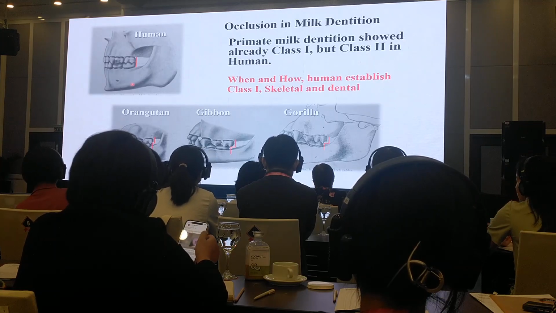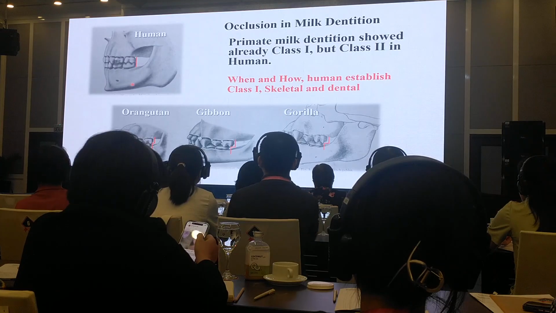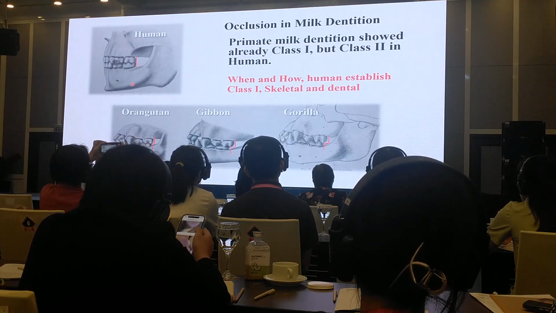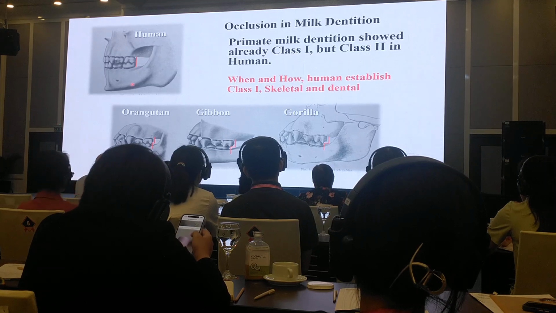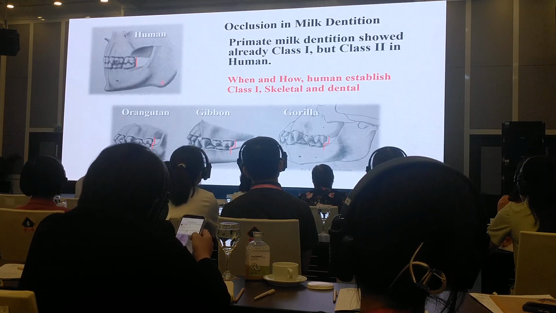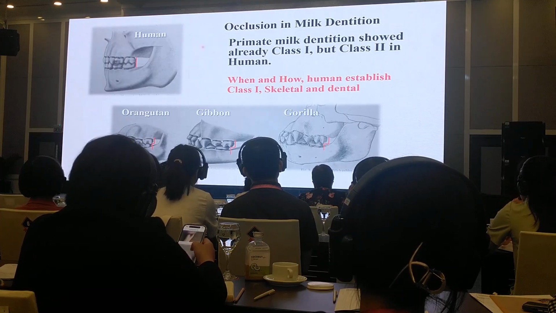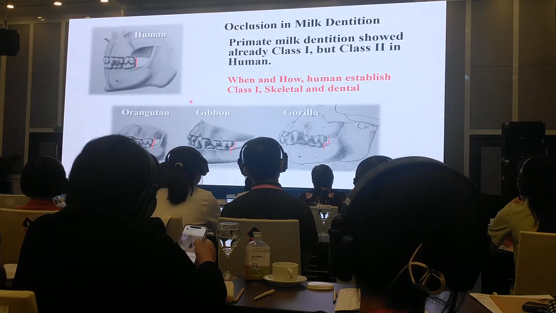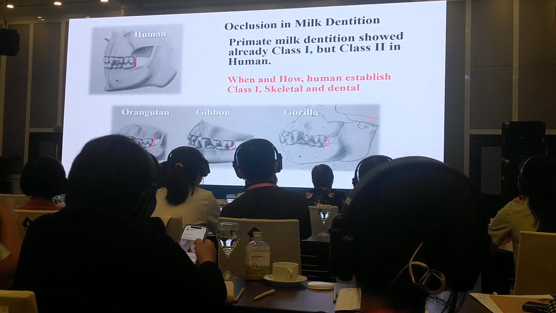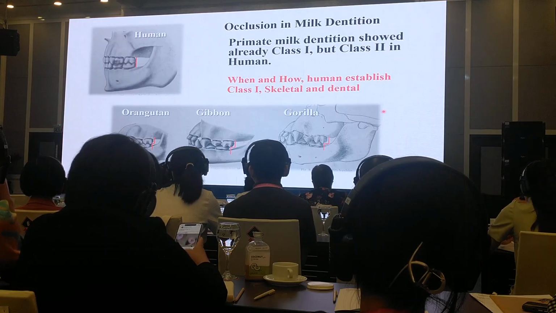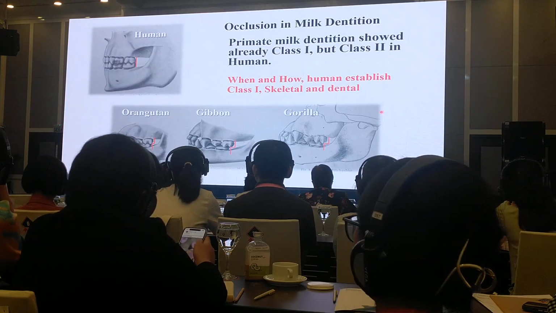Therefore, in the initial occlusion after tooth number 6 is up, many kids show half class 2. This is a big problem in humans. You have to take care. You have a responsibility.